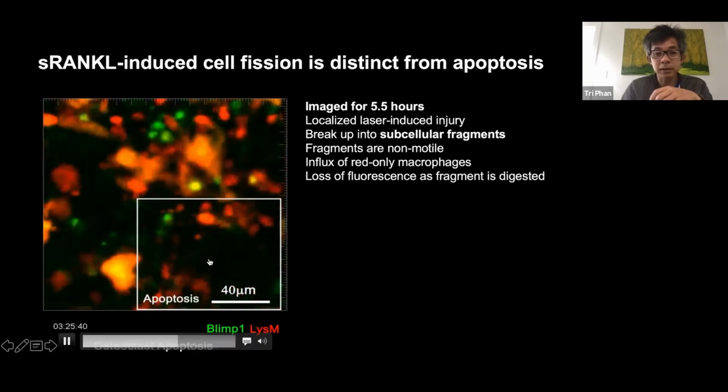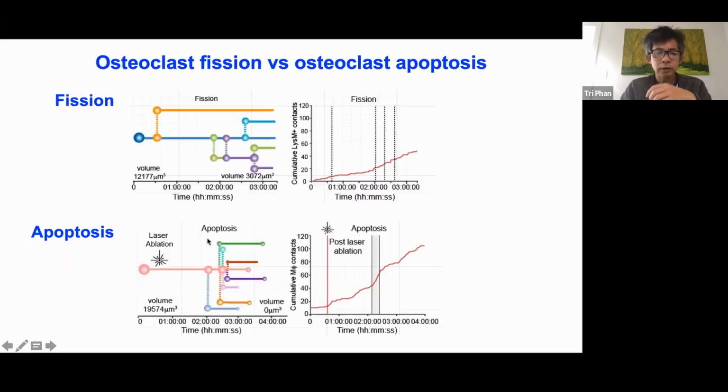So we tried our best to be as quantitative as we can in terms of describing this phenomenon. For example, in the cell fission, we use these cell fate maps, or what we call underground maps, because they look like the underground train station network in the UK. So here's your osteoclast undergoing cell fission into daughter cells. And each time it fissions, you still have a cell body. Even though the volume has increased, there is still volume at the end of the fission process. And this is what it looks like in terms of interactions with macrophages.